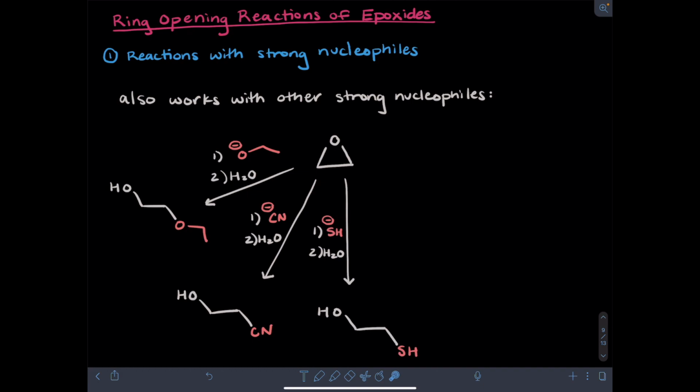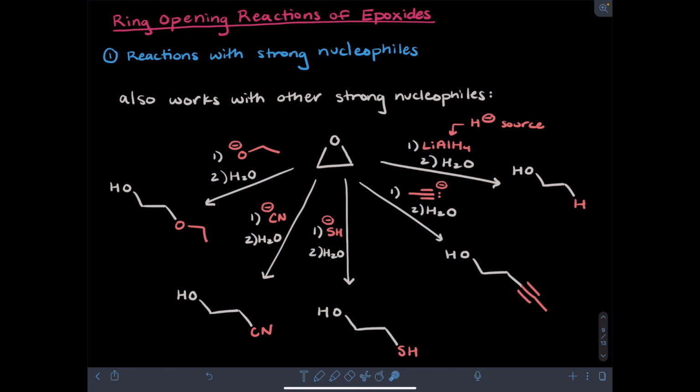Sulfur nucleophiles could work as well. This would generate a new carbon-sulfur bond in the product and open up the ring. Acetylide anions, the conjugate bases of terminal alkynes, can serve as the nucleophile. This generates a new carbon-carbon bond.